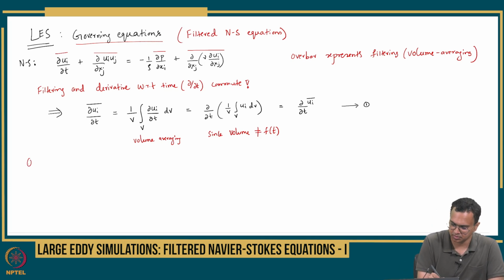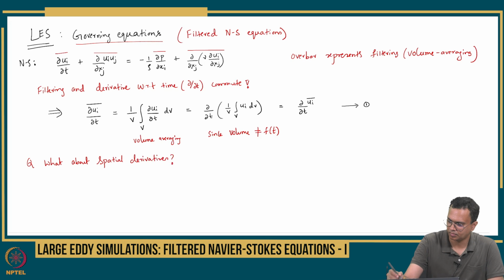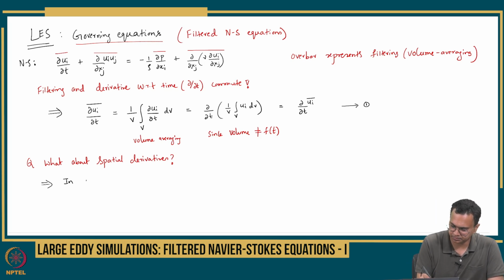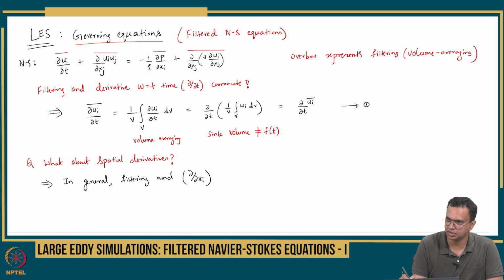So the question is, what about spatial derivatives? The answer is not straightforward because there is an exception. In general, they don't commute. The filtering operation over the dou by dou xi, dou by dou xj terms does not commute, so I cannot move the filtering operation over the primitive variables. So in general, filtering and the spatial derivative dou by dou xi do not commute.